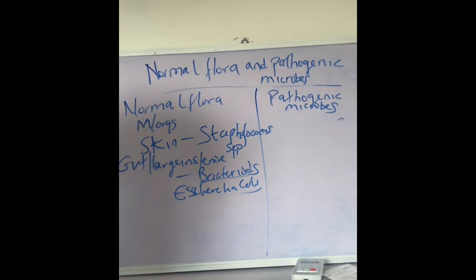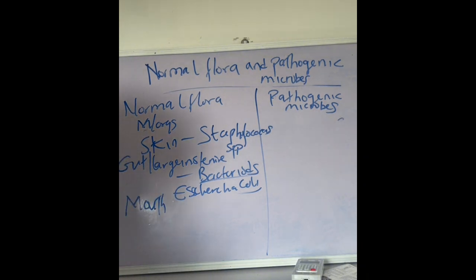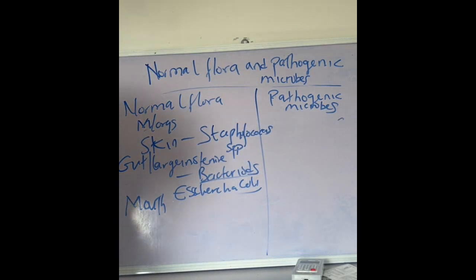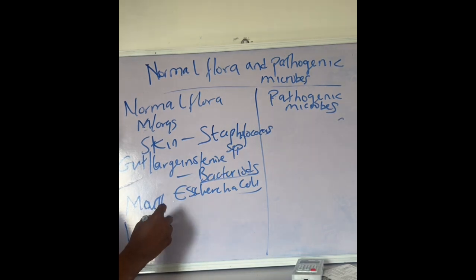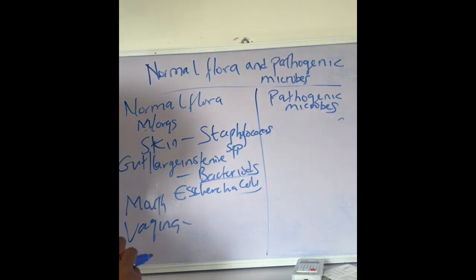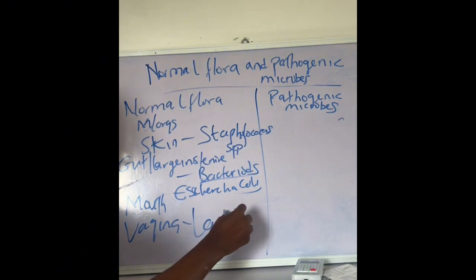Another place that we have the normal flora is in our mouth. Our mouth has its normal flora. There are organisms that naturally exist in our mouth. For example, you can find some Streptococcus species. Then another place you can find the normal flora is the vagina. It's an anatomical site that has its own normal flora, and one of the microorganisms you can find in the vagina is the Lactobacillus species.